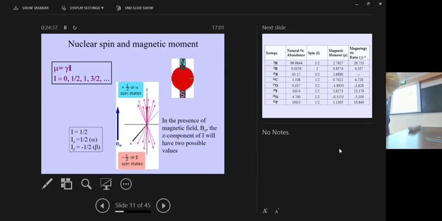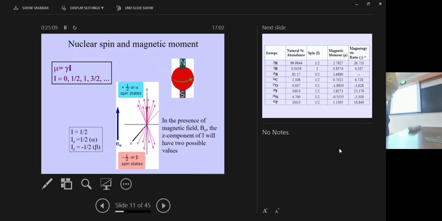And this nuclear spin results in the magnetic moment for the particular nucleus. And the nuclear spin is a number which actually can take only discrete values. It has 0, half, 1, 3 by 2, and so on. And the magnetic moment is related to this nuclear spin by this constant here, which is called the gyromagnetic ratio. So these are discrete numbers. So magnetic moment therefore has discrete values. Nuclear magnetic moment has discrete values.